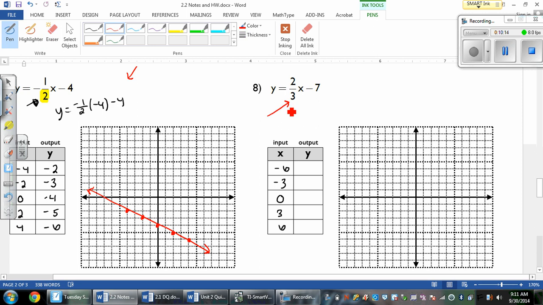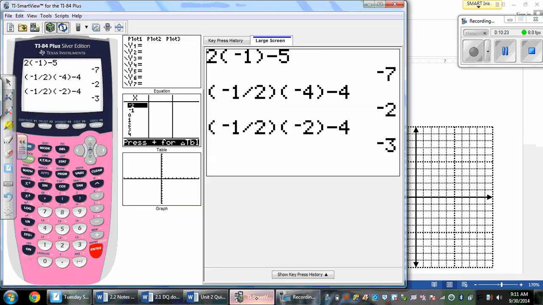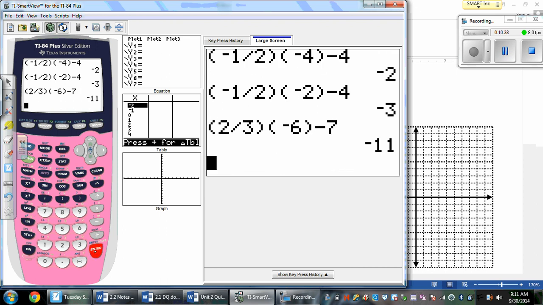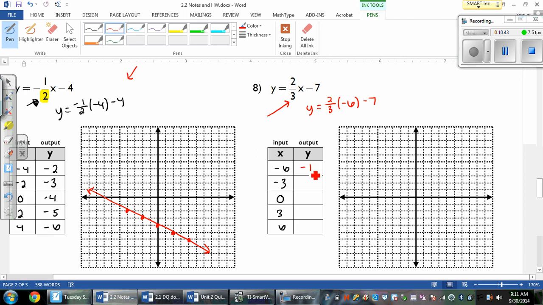Alright, so we're going to substitute negative 6 in first. So y equals 2/3 times negative 6 minus 7. To do that in your calculator, you do parentheses 2 divided by 3. I'm going to substitute negative 6 in, and then subtract 7. And that's what I typed in. My first y value was negative 11. And I noticed that y value is not going to be in my table because it only says a 10 by 10.